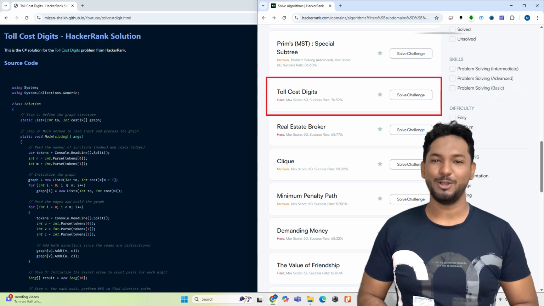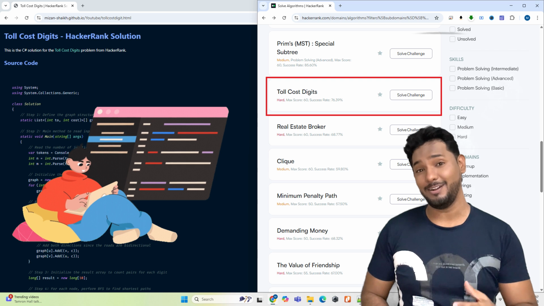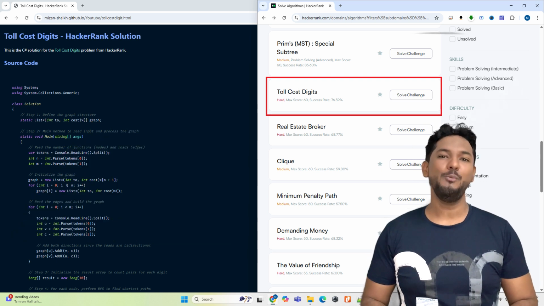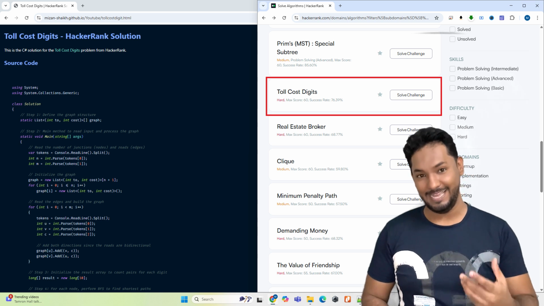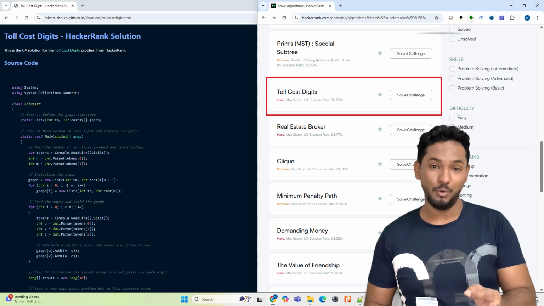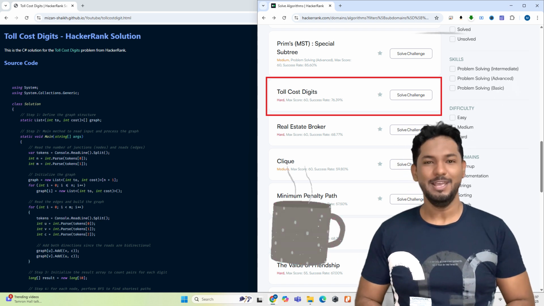Alright, let's dive into solving this problem step by step. Just like we are brainstorming at a whiteboard together, our goal is to compute how many shortest paths there are to each digit from the toll cost of roads connecting various junctions. So let's break it down.